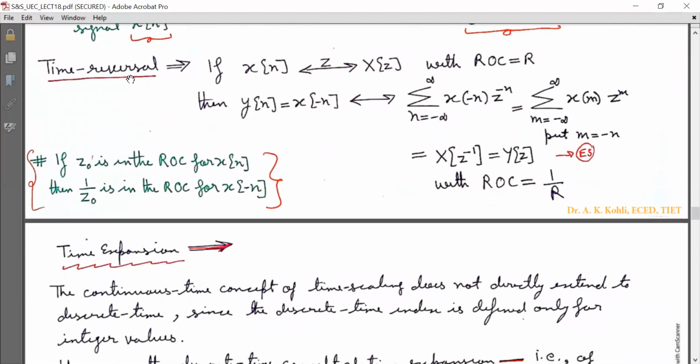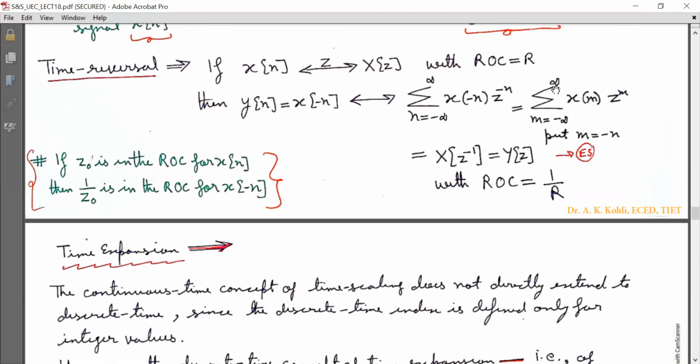Next is time reversal. If x[n] has Z transform X(z) and ROC equal to capital R, and now we have a sequence y[n] equal to x[-n]. Now I am going to take its Z transform. It is summation n running from minus infinity to infinity x[-n] z raised to power minus n. Now put m equal to minus n and I will get Y(z) equal to summation m running from minus infinity to infinity x[m] z raised to power m.